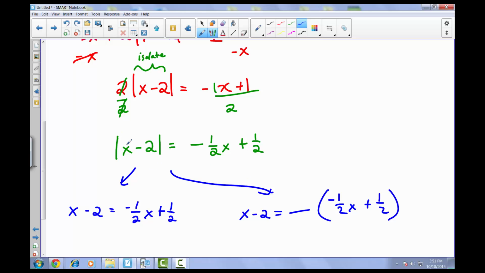Because again, anytime you have an absolute value equals something, that's when you can go ahead and do your split, where one of them is positive of everything and the other is negative of whatever that is on the other side.